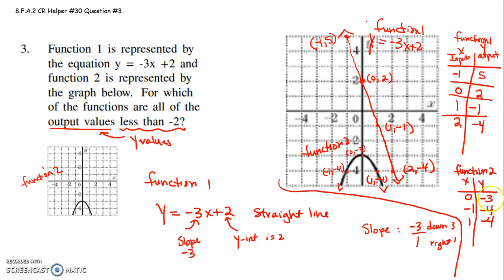Hey, look at all our y values: negative 3, negative 4, negative 4. And they're just going to keep going down. So I have to tell you this is function 2.